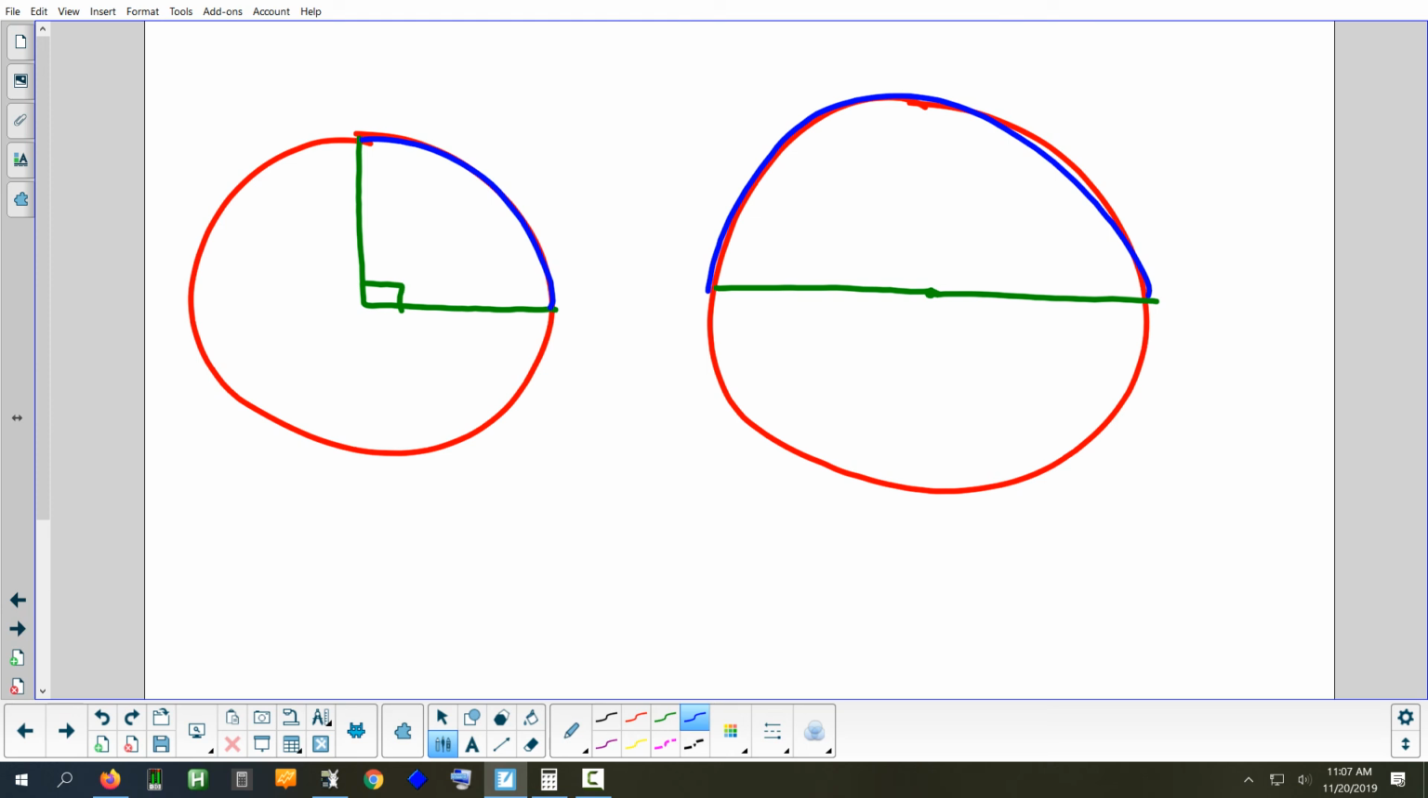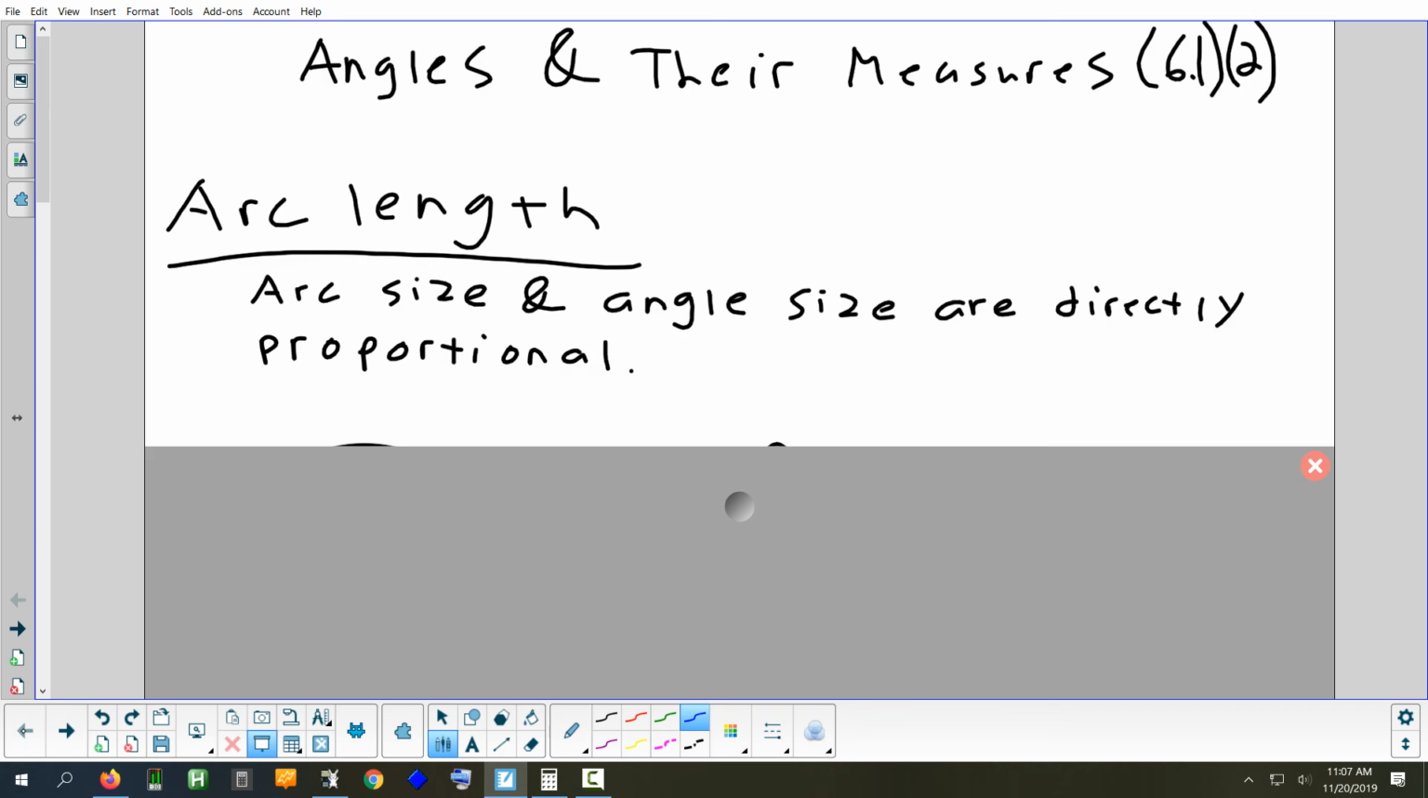That's what directly proportional means. If you double the size of the angle, you double the size of the arc. If you made the angle half as big, you would make the arc half as big. Changing one directly changes the other exactly the same way. That's directly proportional. So, because these two things are directly proportional, we can set up a proportion to be able to figure out what's the formula for arc length.